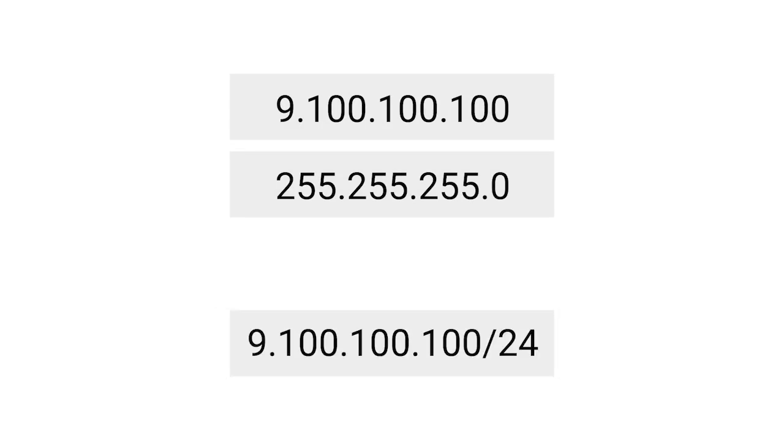Let's take 9.100.100.100 with a net mask of 255.255.255.0. Remember, this can also be written as 9.100.100.100/24. In a world where we no longer care about the address class of this IP, all we need is what the network mask tells us to determine the network ID. In this case, that would be 9.100.100. The host ID remains the same.